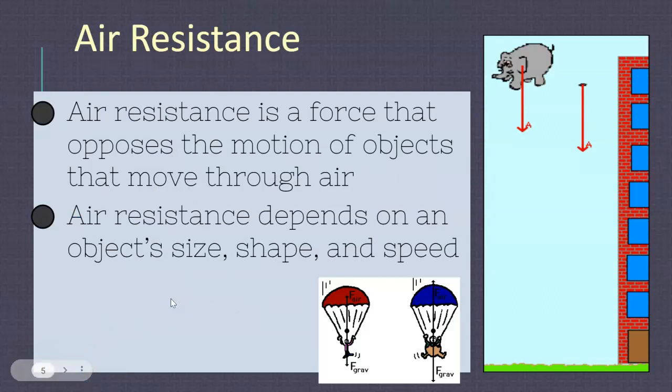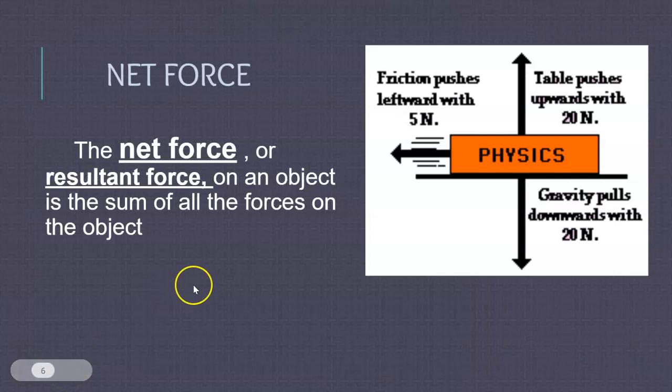And then air resistance is the force that opposes the motion of objects that move through the air. And this, of course, is going to depend on an object's size, shape, and speed. So remember, if you think about people who jump out of planes, maybe go parachuting for fun, when they open that parachute, they have an increased surface area, which increases their overall wind resistance, which allows them to slow down and reach the ground safely. Okay, so air resistance can be important when we're talking about forces and things that oppose movement.